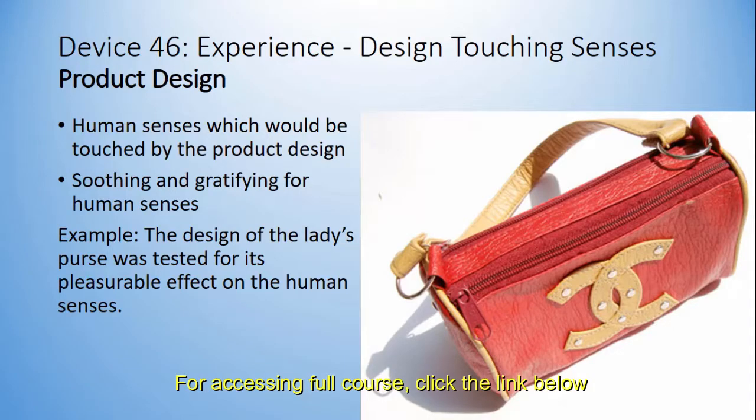Device 46 of the experience segment to design products is design touching senses. Check for the human senses which would be touched by the product design. This understanding would help in refining the product design by making it soothing and gratifying for human senses. Observe and analyze the various ways in which the product design would touch the 5 human senses of the consumers. Understand its effect on the consumer's feelings and emotions.